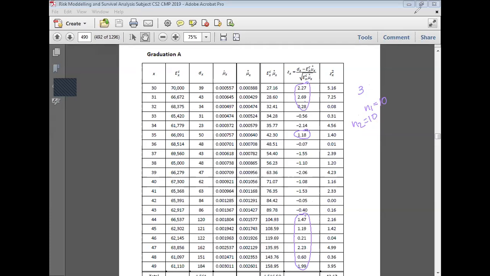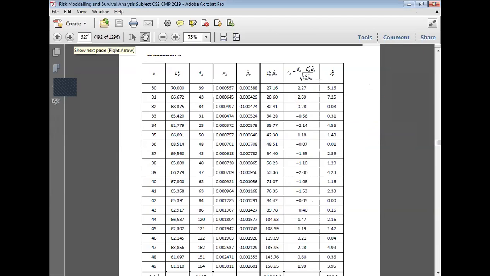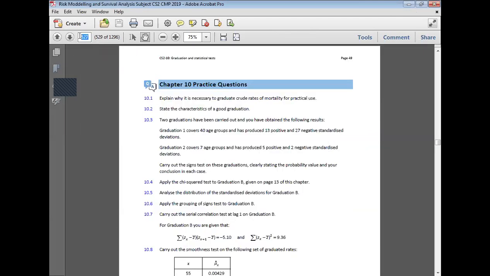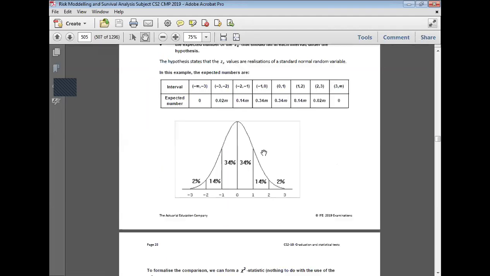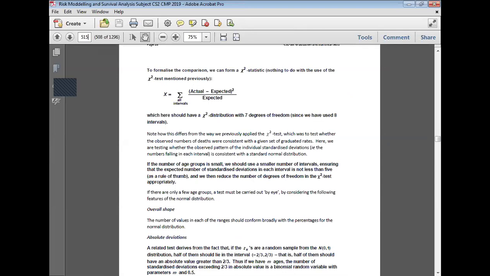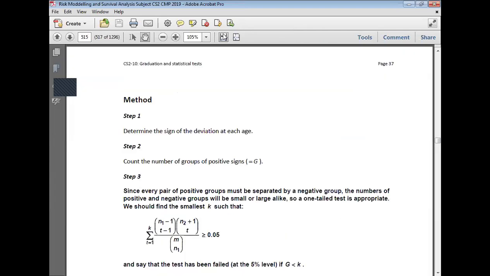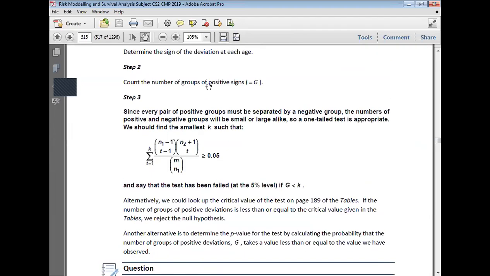And now let's go back, and now I should have remembered that page. Yeah, so now that is just the way you will count the number of groups of positive signs. So in this particular case, your G will just be equal to 3. And then for each of those, you will have to figure this thing out. So here my T is going from 1 to K. So here we have to make sure that we look at the smallest value of K for which this summation exceeds the value of 5%.